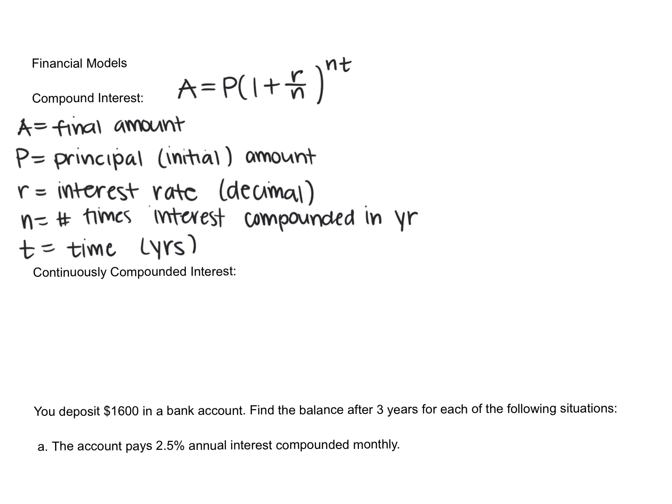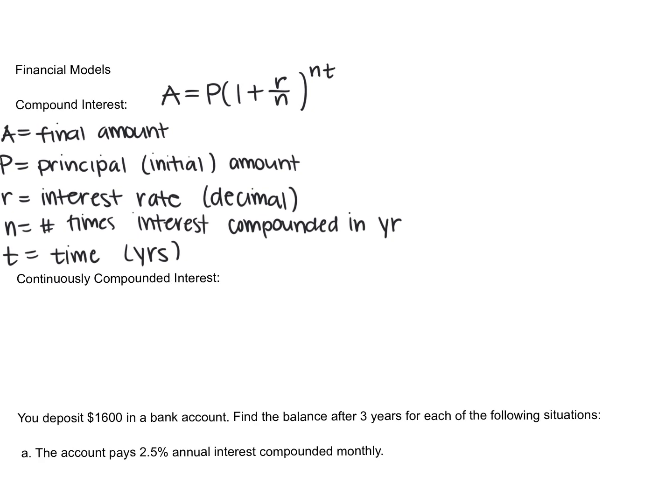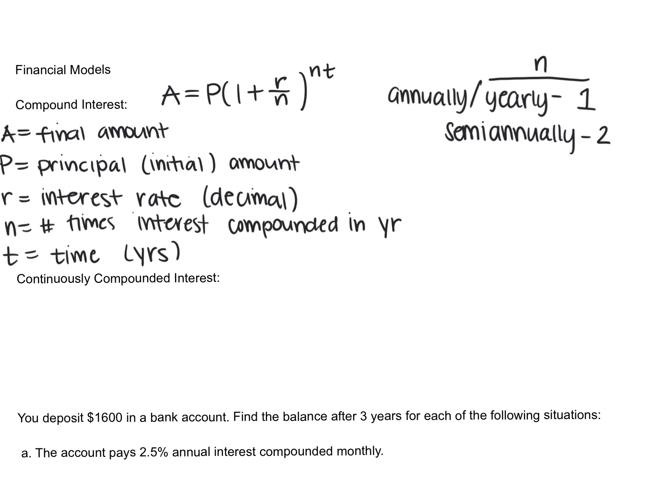So before I move on to the next example, I do want to talk about n a little bit. When we say n is the number of times interest is compounded in 1 year, we're saying how many times are you going to make money in 1 year. So there are common values of n that we're going to see in problems. When you see the word yearly, that means n is 1. If you see semi-annually, n is 2. Other than yearly, you could also see the word annually. Annually and yearly both mean 1. Semi-annually, 2.